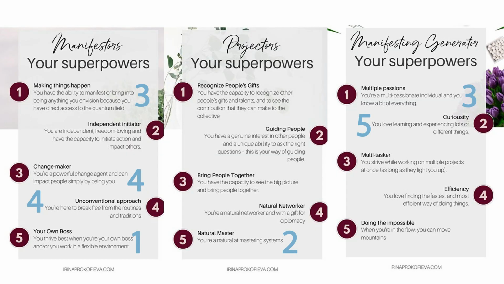The next thing I put on the list of superpowers is being a change maker and using unconventional approaches. So that's both coming from the manifestor superpower. After that, I put being curious and loving to learn, which is coming from the manifesting generator superpower. Recognizing people's gifts is next in the list. That's coming from the projector part of it. And efficiency is another thing I put down there. It's coming from the manifesting generator list as well.